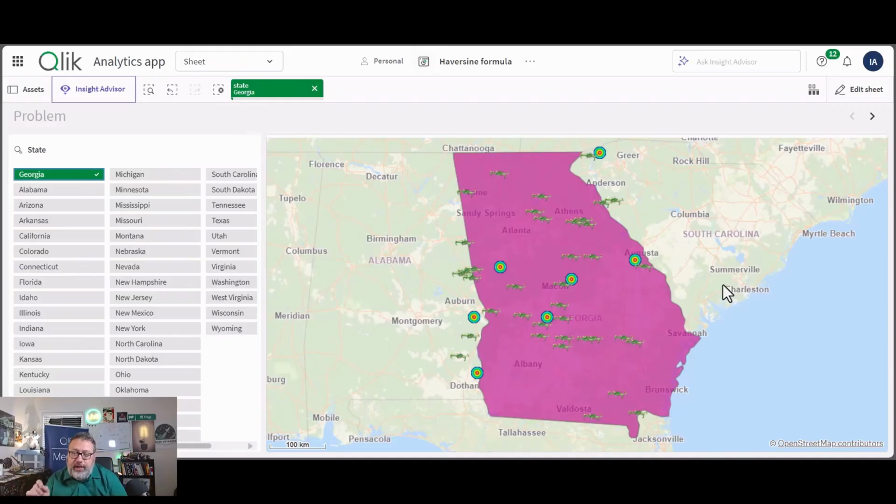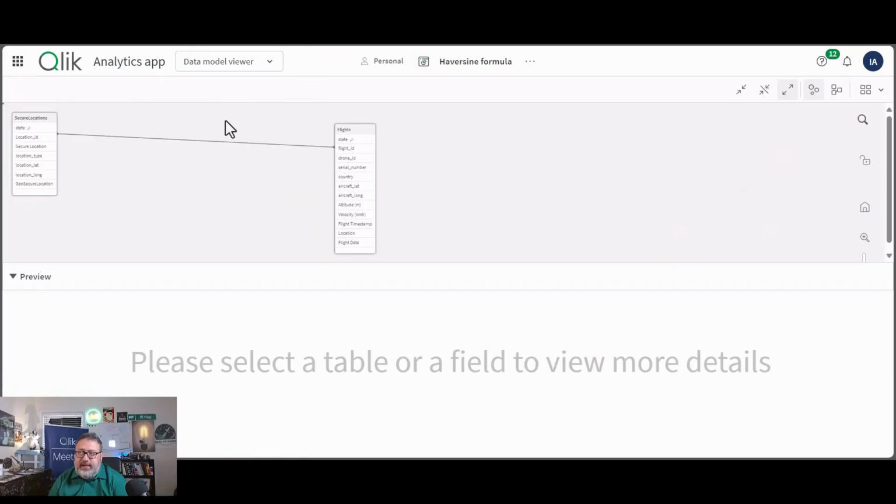But how do I know if the drones are flying close without just looking at the map? Because on the map they might look close just because the zoom level is so low, and that might give the wrong impression. And how close, how many kilometers, how many miles? That's what I want to calculate. But before going into how we do it, let me quickly show you the data we have.